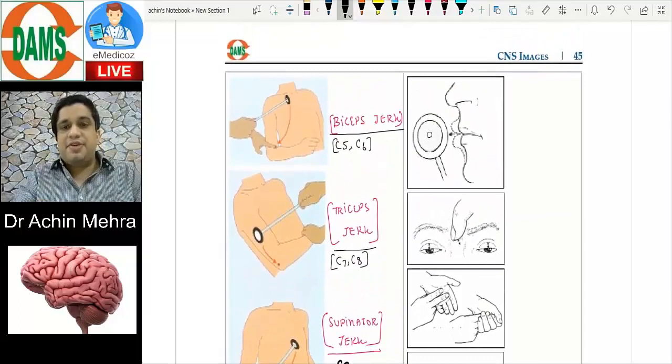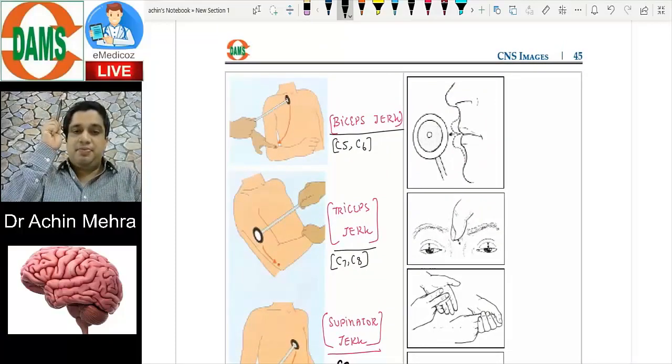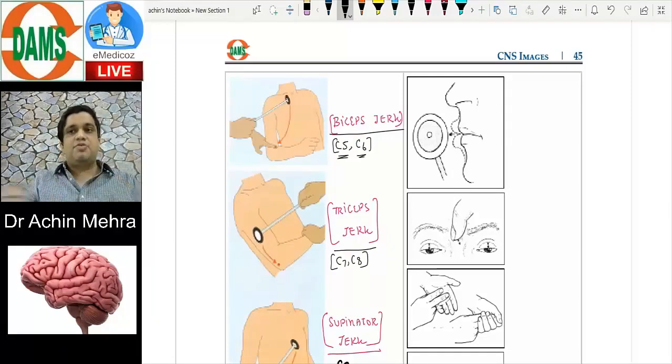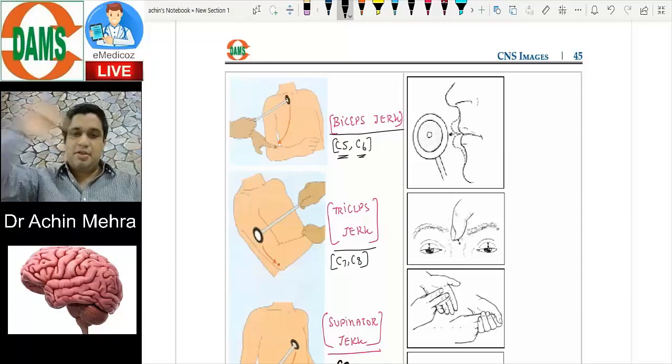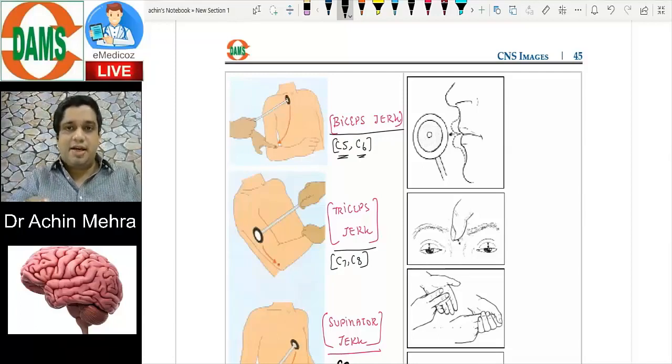5, 6, pick up the stick. Okay, 5, 6, that is pick up the stick, where the root value is C5, C6. When you want to pick up any stick, you want to flex the elbow joint. Okay, the biceps final effect will be flexion of the elbow, yes. And then 7, 8, shut the gate. That is when you want to close the gate with your hand, not kick it this time. Then extension of the elbow joint has to occur, and that is C7 and C8, triceps jerk. So this is how you can remember all these reflex values. They are very important, common one-liners.